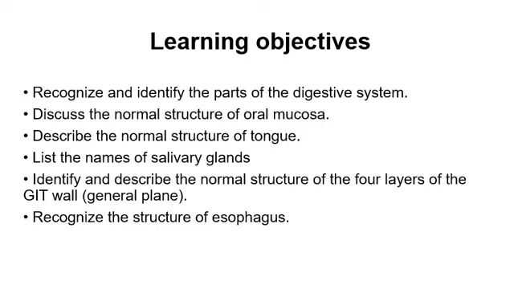Inshallah, at the end of this lecture, we should recognize and identify the parts of the digestive system. We should be able to describe the normal structure of the oral mucosa. We should describe the normal structure of the tongue and enumerate the names of the salivary glands. We should identify and describe the normal structure of the four layers of the wall of the GI tract. And finally, we should recognize the structure of the esophagus.